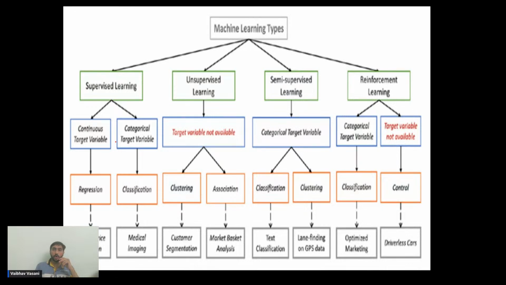This is a very broad view of the machine learning types, the broad categories of it. Broadly, machine learning is divided into four different types: supervised learning, unsupervised learning, semi-supervised learning, and reinforcement learning.